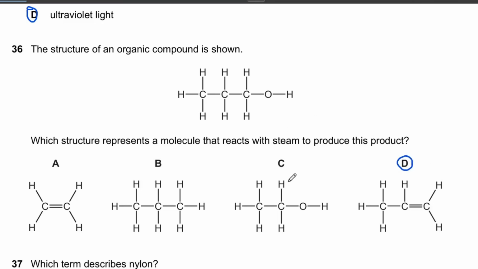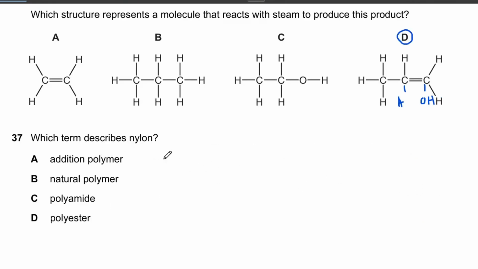Now, to confirm that our answer is D, it is an alkene with a double bond. So when you add steam, the double bond breaks open and then OH and hydrogen will be added. Our steam is water, so when this double bond breaks open, hydrogen will be added here, and then OH will be added here, giving us this product. So our answer is D.